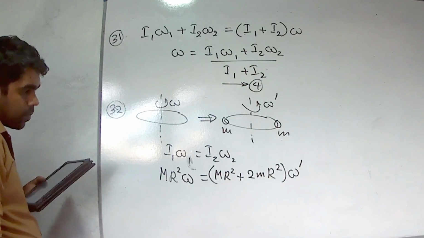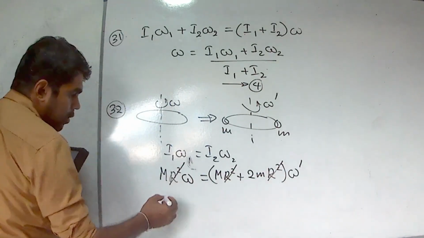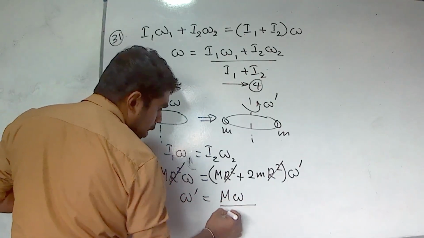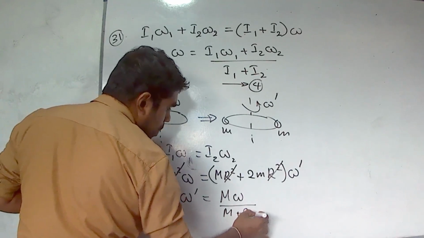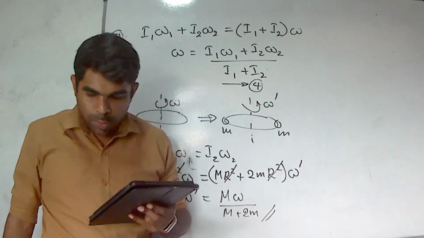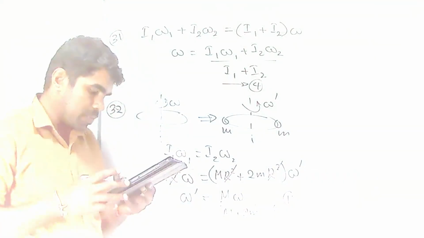Then we can simplify it. We can cancel out one r term. Then we can get omega dash equals M omega divided by capital M plus 2 small m. Then the answer is 1 for question number 32.